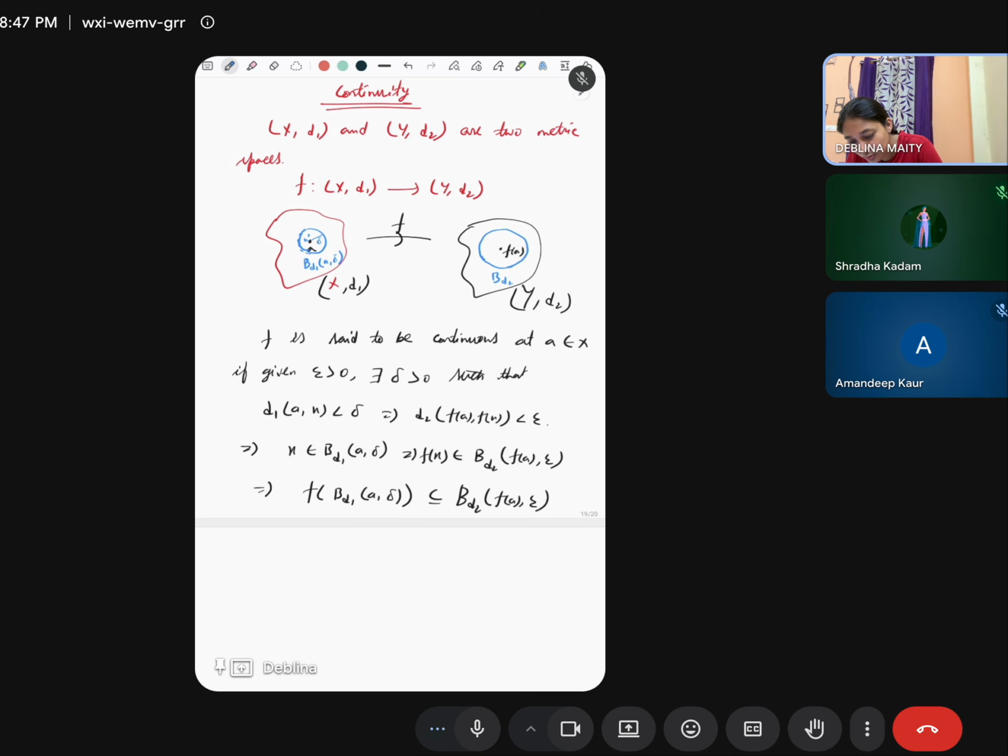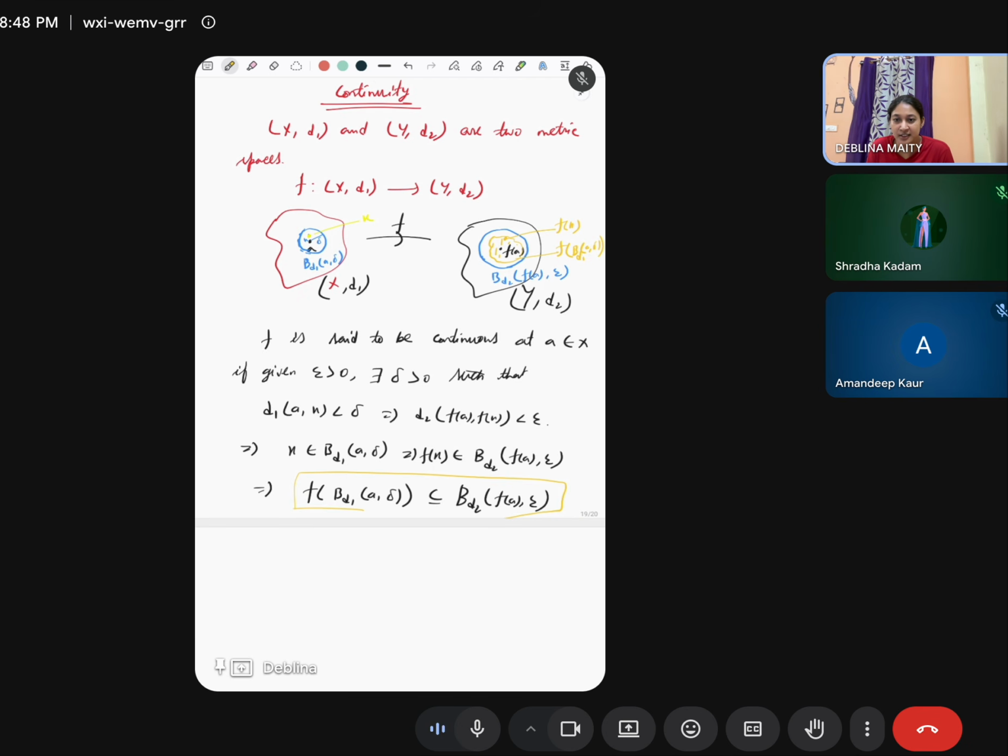This is B_d2(f(a), epsilon), right? So whenever x belongs to this ball, x is somewhere here. This point is x, then f(x) will be here. And what this last line means is that the image of B_d1(a, delta), this portion, f(B_d1(a, delta)), will be contained in B_d2(f(a), epsilon).